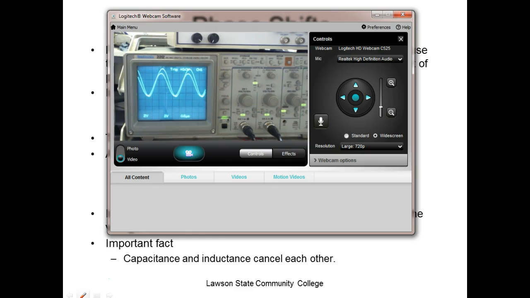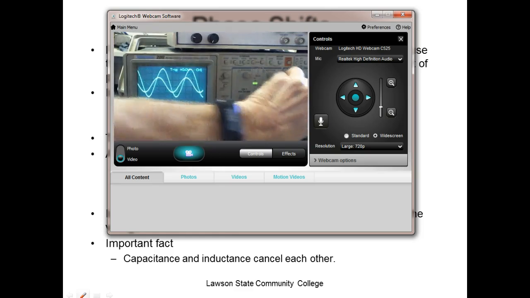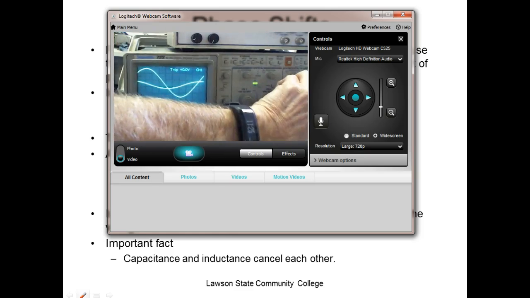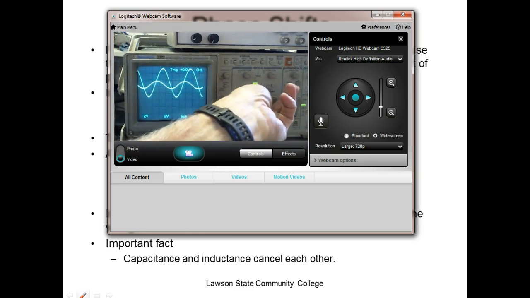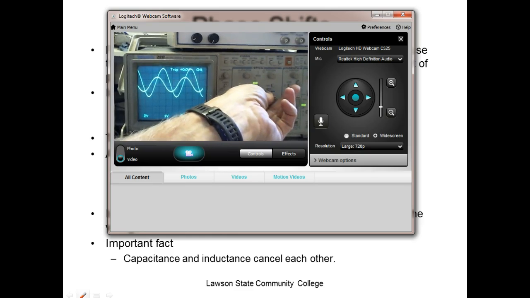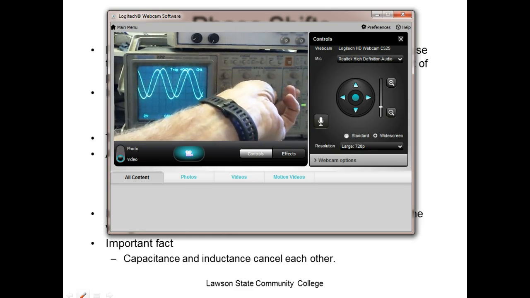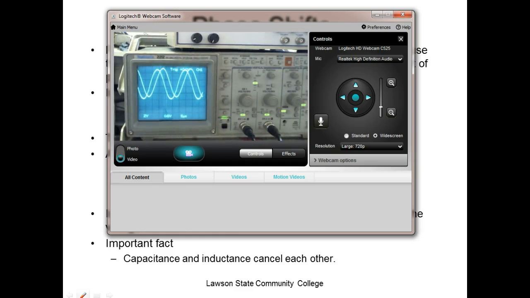Because as frequency goes up, X of C goes down, right? Or opposition goes down. But you can see if I start lowering the frequency, the phase shift starts getting more. Of course, the opposition of the capacitor is going up, so my voltage drop. So you see that phase shift. Y'all see that? Now, where would we make use of that?